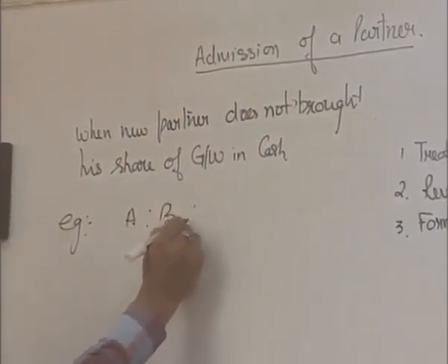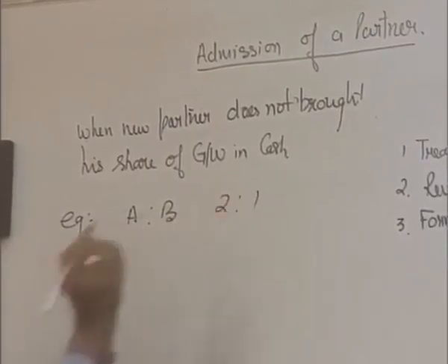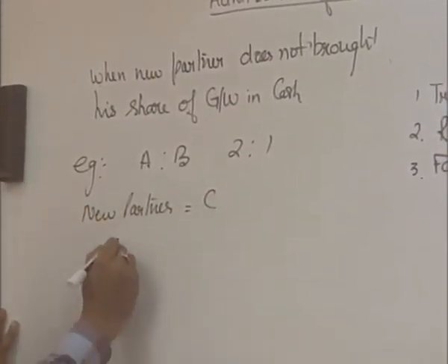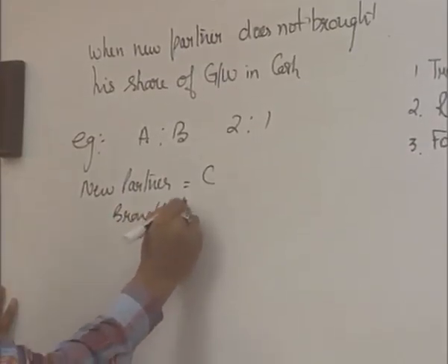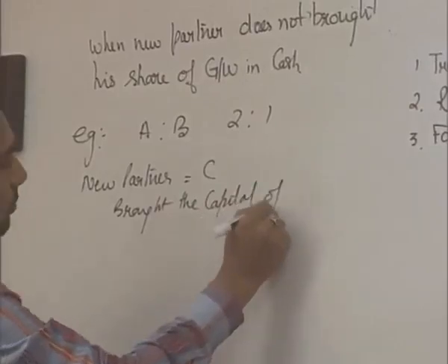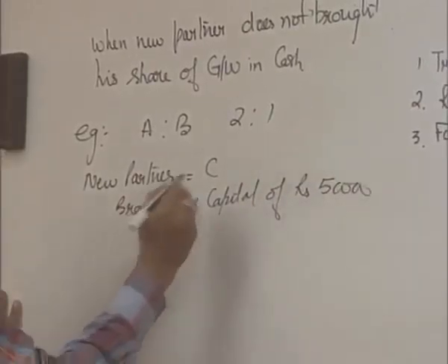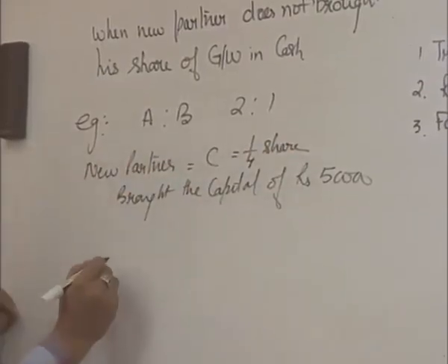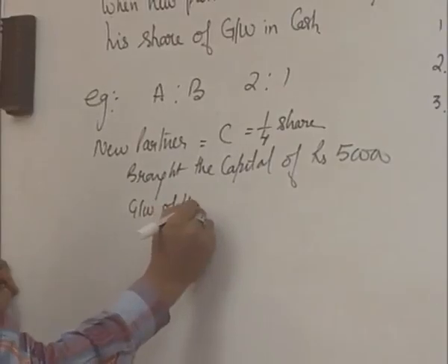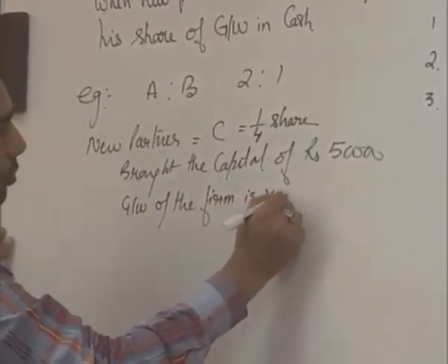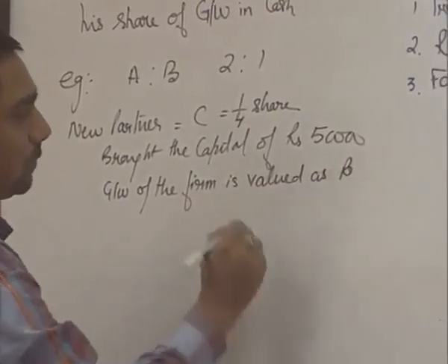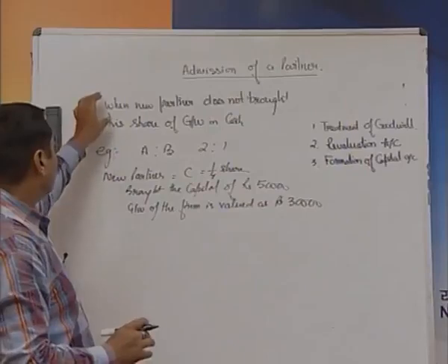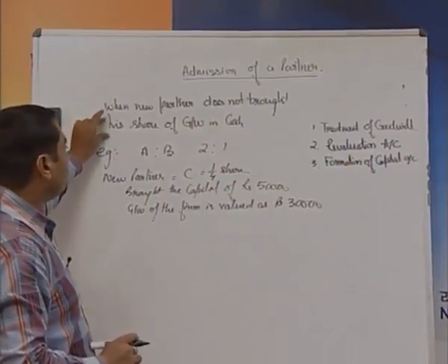Suppose there are two partners A and B. They were sharing the profit in the ratio 2:1. They admit a new partner named C, who is going to bring capital of ₹50,000, and C is going to join the business for a 1/4 share. On the admission of C, the goodwill of the firm is valued as ₹30,000. So, our condition is when the new partner does not bring his share of goodwill in cash.